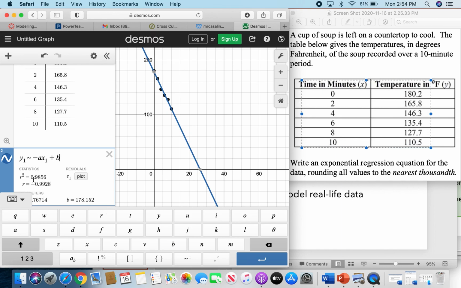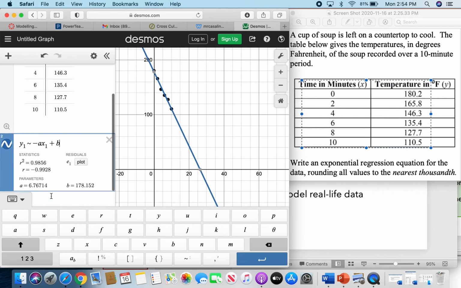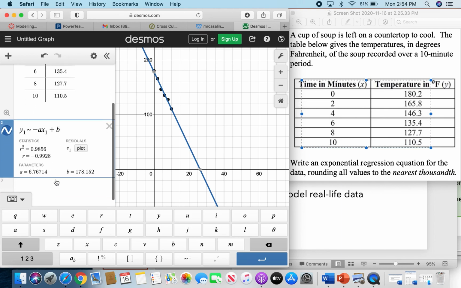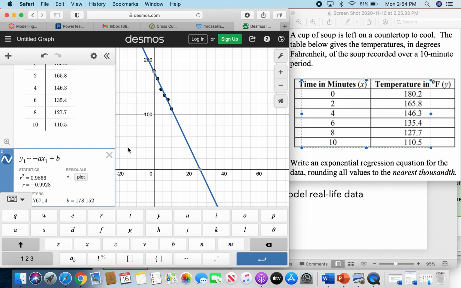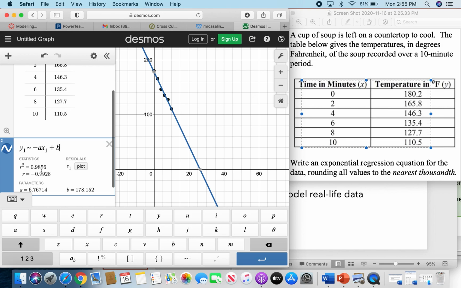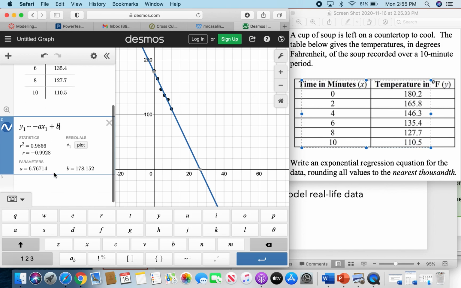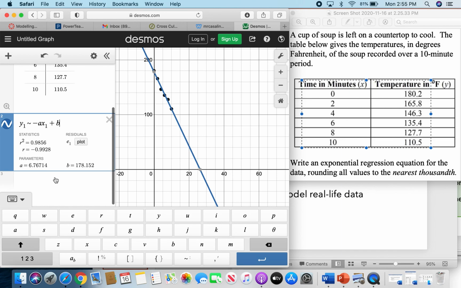Okay, and it's also a good fit because our regression analysis tells us that the equation y equals negative 6.767x plus 178 could be a fit for the equation because it has a 98.56% fit value. Okay, however, let's see the quadratic.